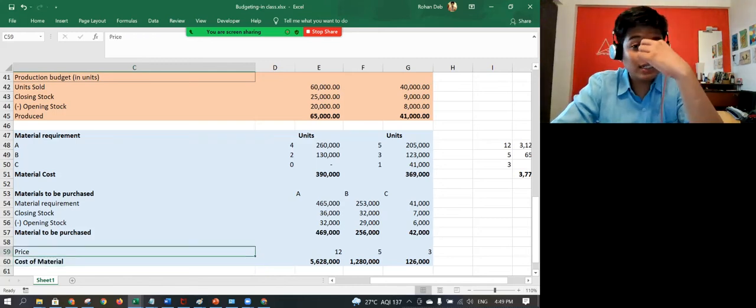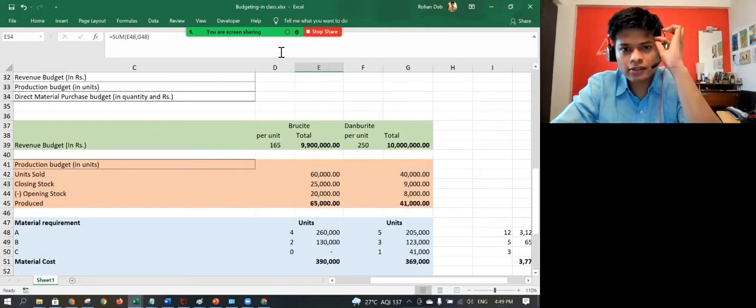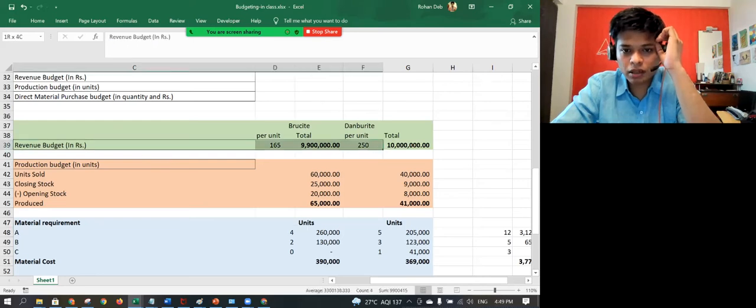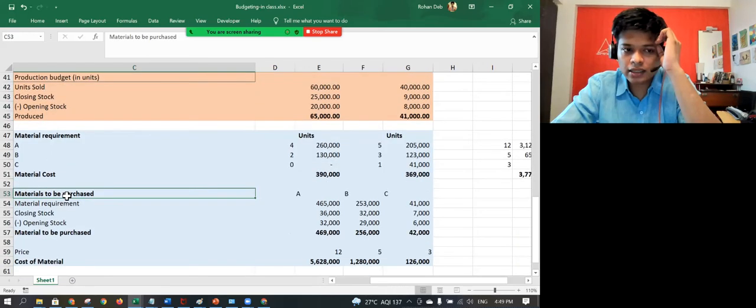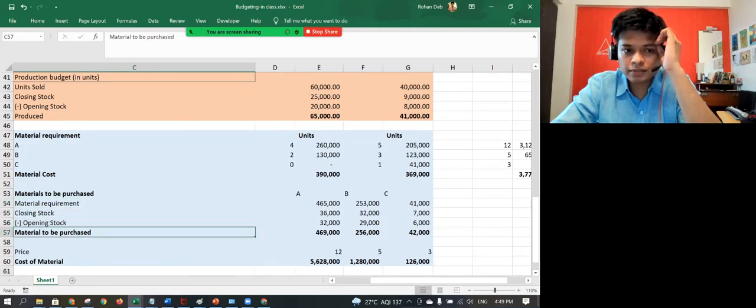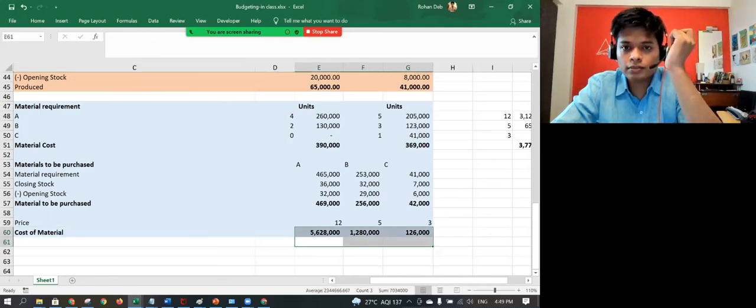Okay, so I hope this part is clear. Because this is an in-class question, I'm not elaborating this too much. You can, however, watch this video multiple times and figure this out. I don't think this is a very critical question. It's just three different budgets that have to be made. The revenue budget is very simple. For the production budget, just remember this part: units sold plus closing stock minus opening stock gives you units produced. And again, material requirement plus closing stock minus opening stock is the number purchased. You multiply that with the price and you'll get the total material cost. Okay, so I hope this part is also clear.